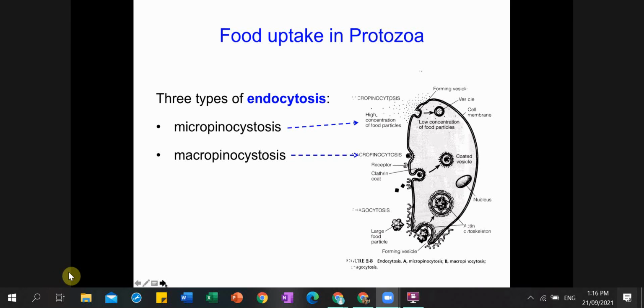And if they have really, really large particles or even other organisms, for example, like they eat bacteria, they eat other single cell organisms, they go through a process that we call phagocytosis. And they form something really big that they call a food vacuole. In terms of structure, the vesicle and food vacuole are the same, but the sizes are very different. It depends on the size of the food they take in.